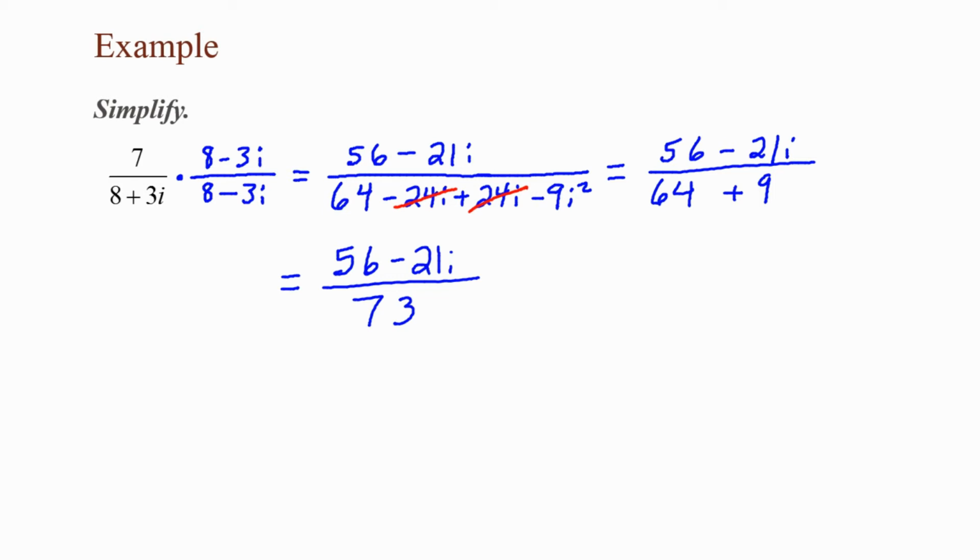Because this fraction is not in the form of a plus bi, rewrite your answer as 56 divided by 73 minus 21 divided by 73 with the i behind the fraction. 56 and 73 have nothing in common, so that fraction cannot be reduced. 21 and 73 have nothing in common, so that fraction cannot be reduced.